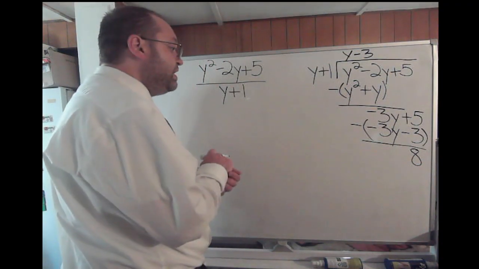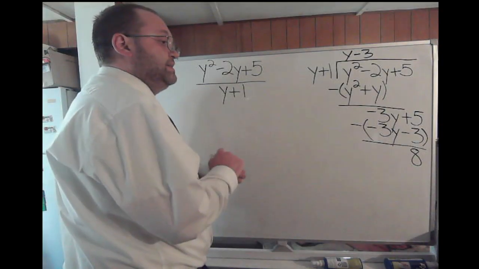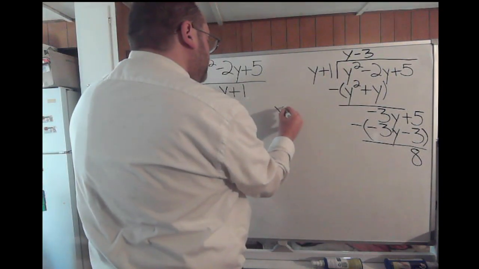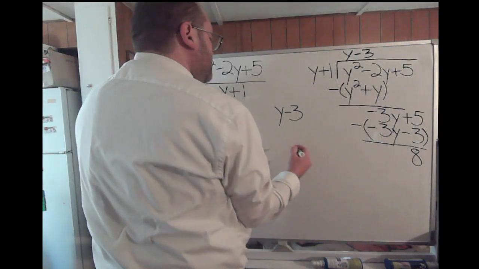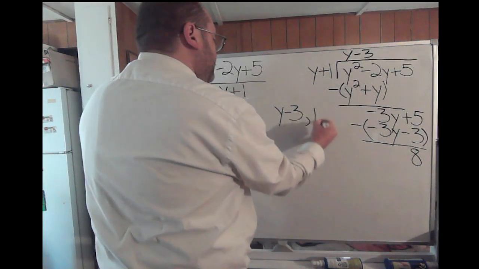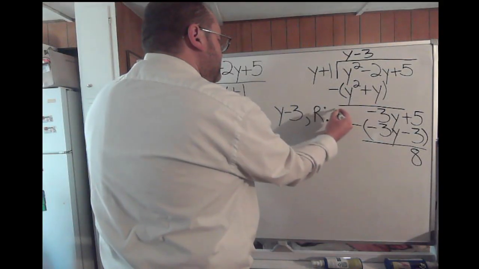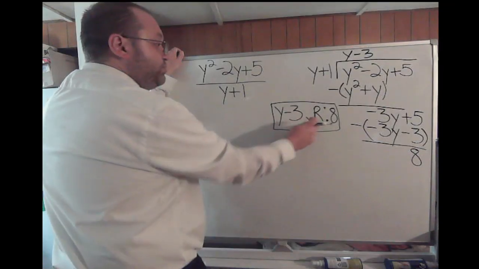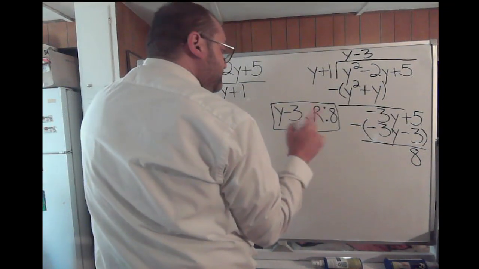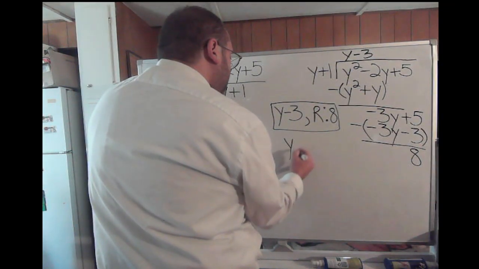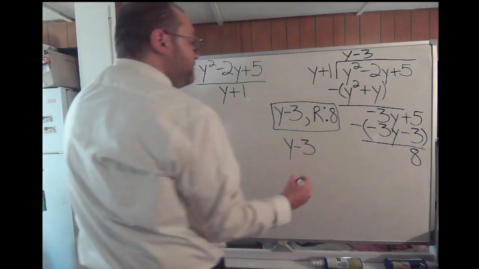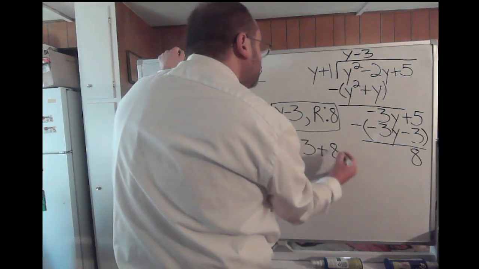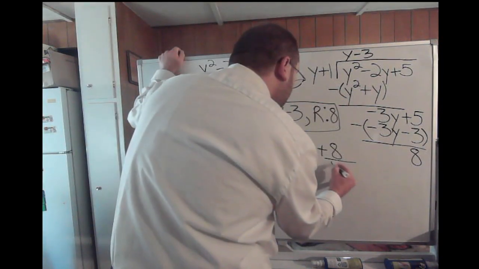So, there's a couple ways you can write this. You take your quotient, your y minus 3, that's part of your answer. y minus 3 R 8, symbolizing a remainder of 8. So you have y minus 3 with a remainder of 8, or a lot of books and teachers prefer this. You would take your y minus 3, then you have your remainder of 8. You put that plus 8 over your divisor of y plus 1.